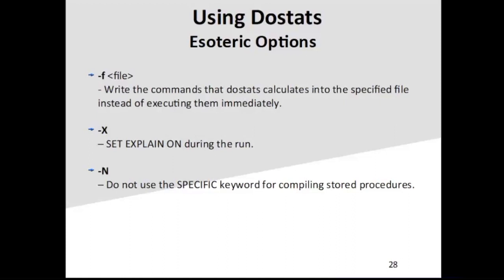Normally when Dostats runs update statistics for a procedure, it adds the specific keyword because it's going to be processing the same procedure name. If a function name is overloaded with multiple signatures, Dostats doesn't normally recognize that, and it will run the same procedure name multiple times. Each time it runs it, the engine will compile all of the matching procedures, not just one. So by default, Dostats adds the specific keyword, and that prevents it from doing that. If you do dash capital N, it does not. It avoids using the specific keyword. Okay.